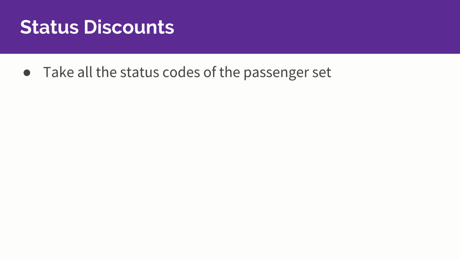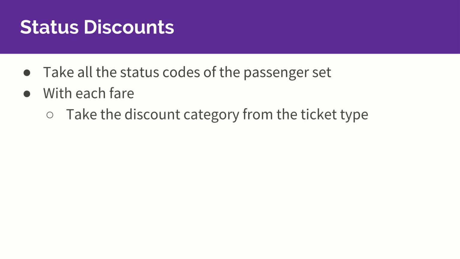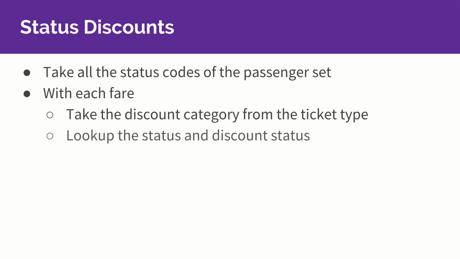Before we go and apply all those discounts, what we want to do is calculate all of the status codes that are in the passenger set. And then with each fare, we check for something called the discount category of the ticket type. That's just a property of the ticket type. And then we look up what the status and the discount status is for that discount category, and we can then apply it. The status and the discount status effectively tell you how to discount the fare.